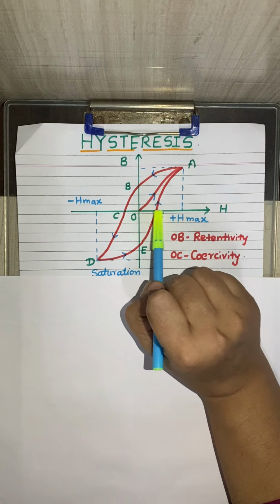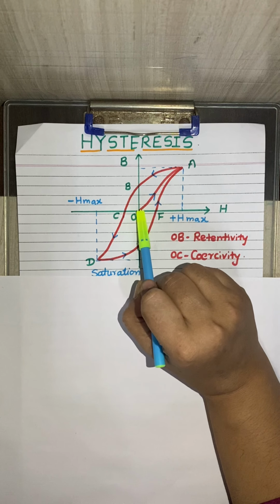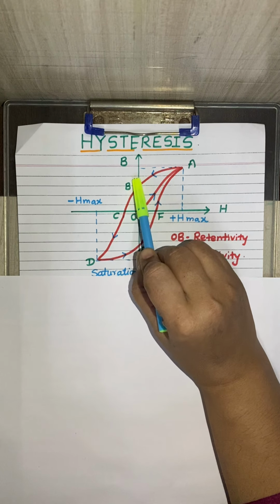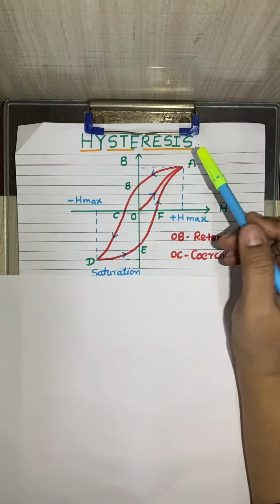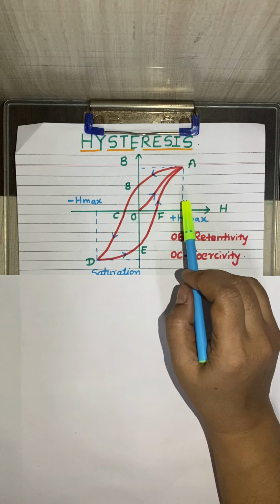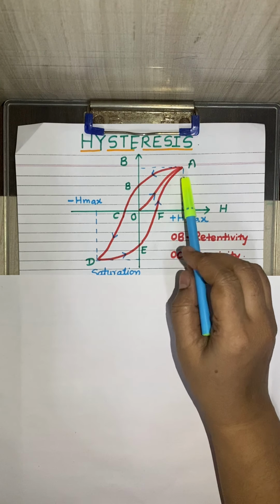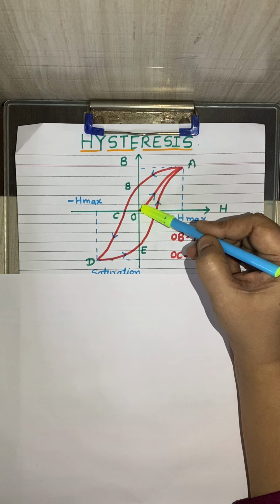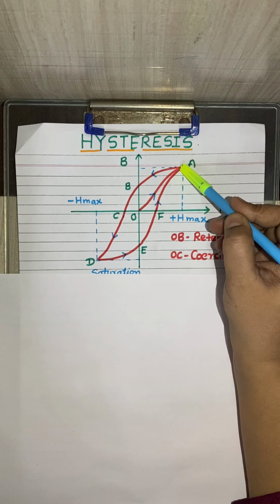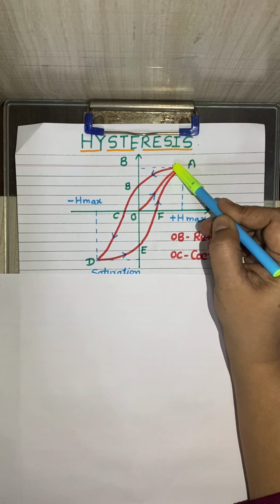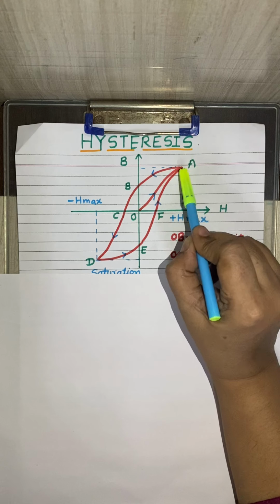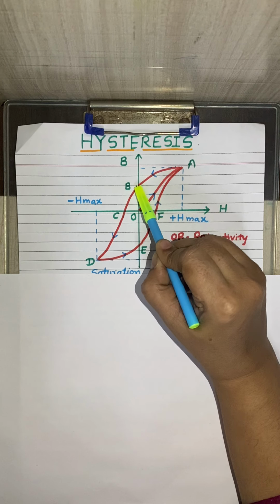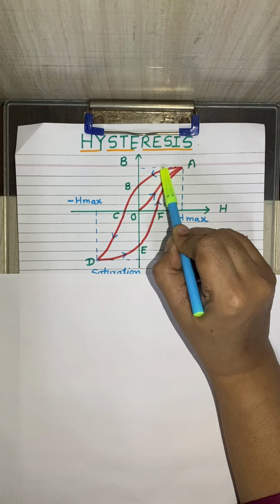So in this way, O to A, this region is due to the change in H, and due to that the substance is getting magnetized up to a certain maximum value. Now, after reaching the saturation magnetizing field and saturation magnetic induction, we slowly go on decreasing the magnetizing field intensity. You can see that the magnetizing field intensity is going on decreasing.